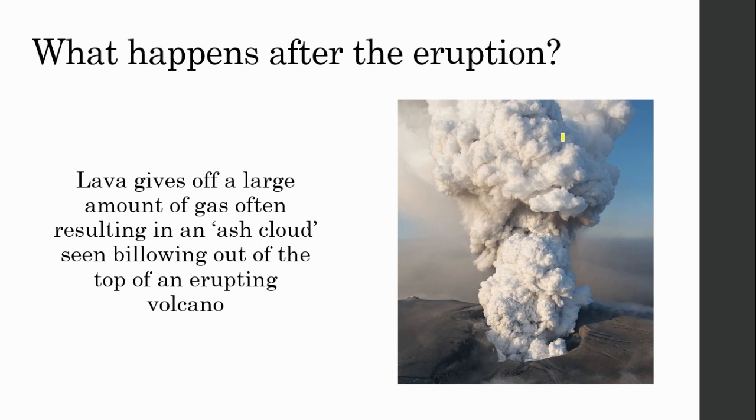After the eruption, there are many things that can happen. Lava gives off a large amount of gas, often resulting in an ash cloud, which is seen billowing out of the top of an erupting volcano. Billowing means that it's coming out and it's spreading around. You're probably quite used to seeing images like the one we have here of a volcano. As you can see, we have the crater, and then the lava giving off the gas can be seen in this very large ash cloud.